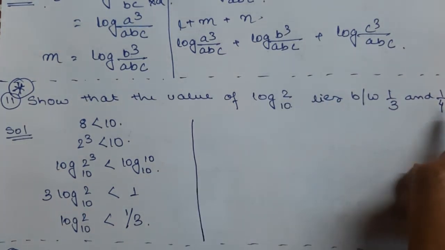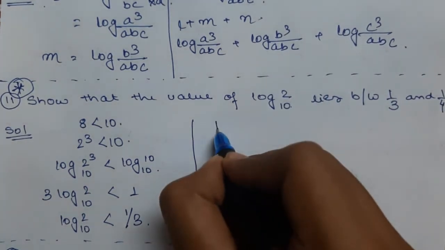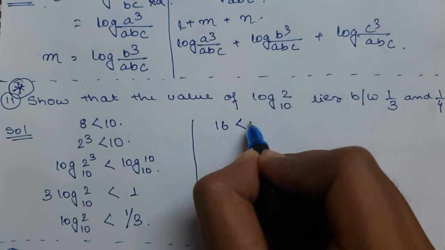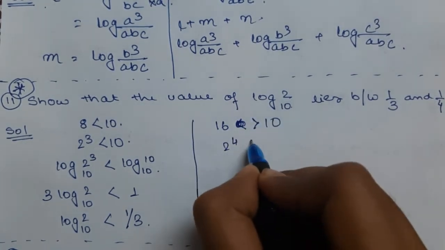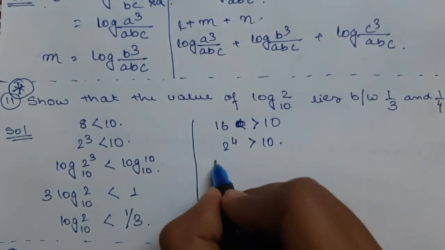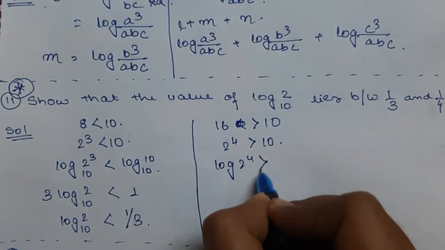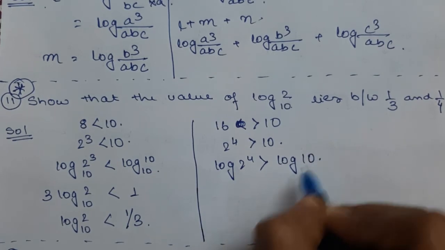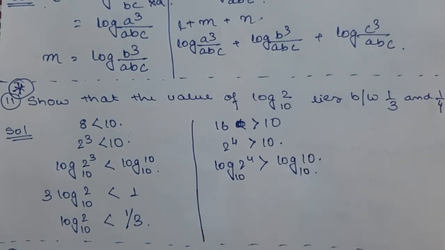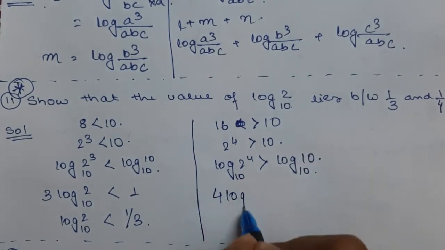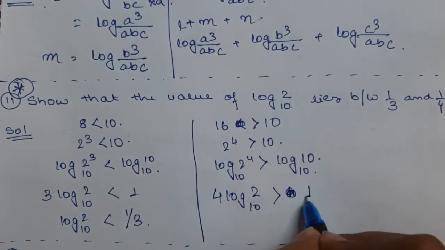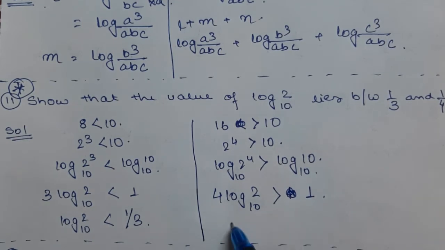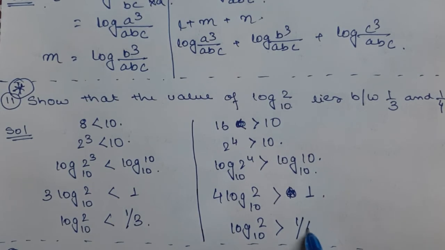similarly here there is less than 1 by 4, so I am taking 16 is greater than 10, right? 16 we can write it as 2 to the power 4 is greater than 10, right? If we take log here, 2 to the power 4 is greater than log 10, right? So I am taking the base 10, so I am taking 4 here. Log 2 to the base 10 is greater than, as we know, log a to the base a is 1, right? So if we take 4 this side, log 2 to the base 10 is greater than 1 by 4.